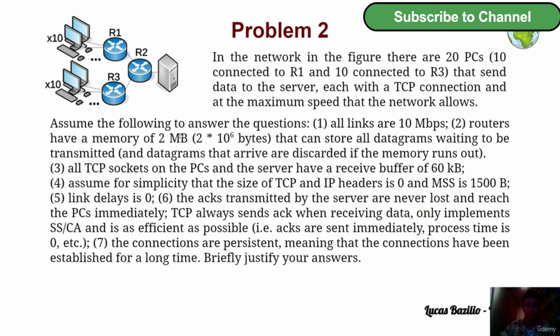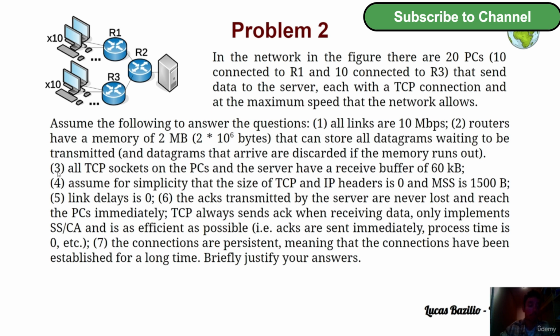Assume the following notions. Here we need to assume a given sequence of assumptions to answer the questions that are going to be in the next slide. The first assumption: all links are 10 megabits per second. This is basically indicating the speed of the links. Assumption 2: routers have a memory of 2 megabytes that can store all datagrams waiting to be transmitted, and datagrams that arrive are discarded if the memory runs out.